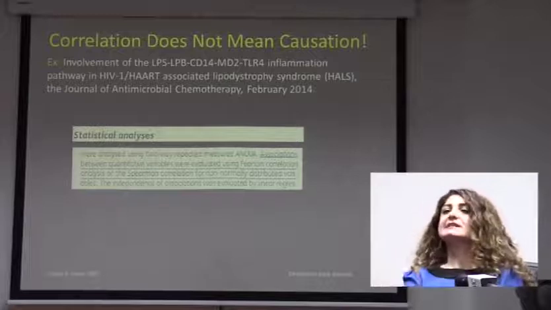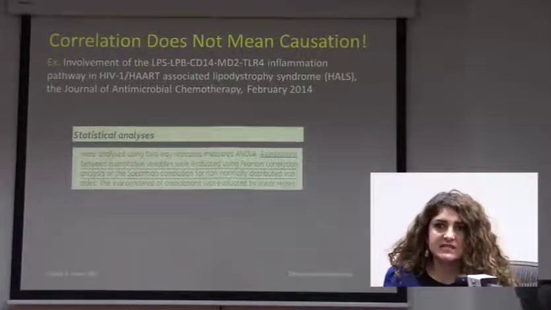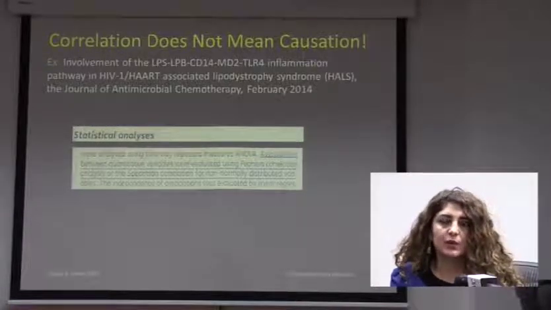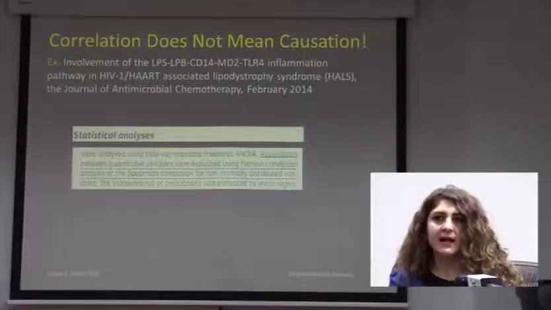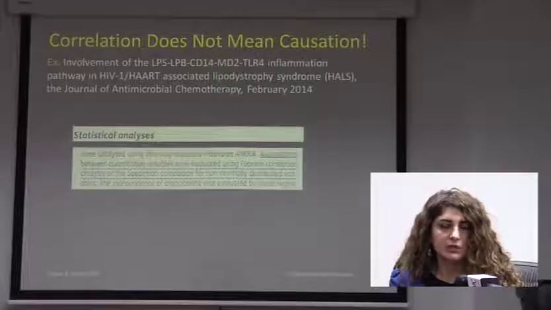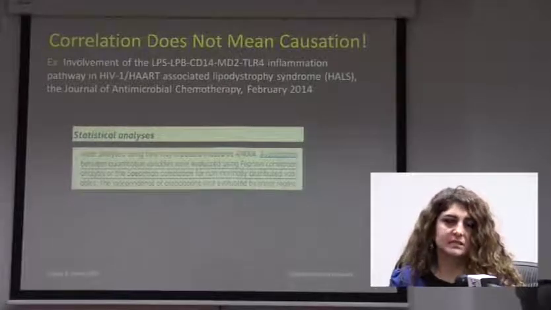If you look at this example here, associations between quantitative variables were evaluated using Pearson or Spearman correlation, and they mentioned to you that Spearman correlation was used for non-normally distributed variables.